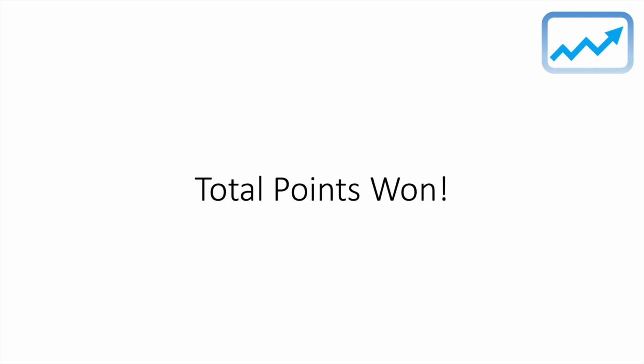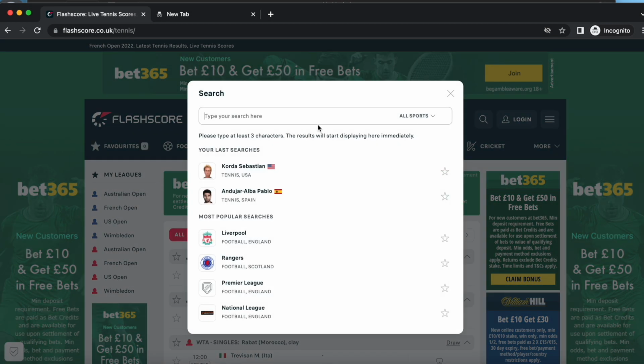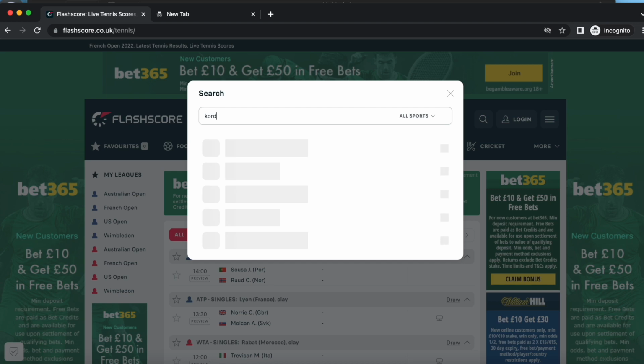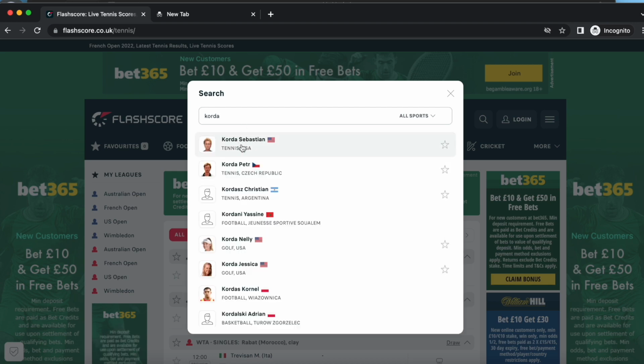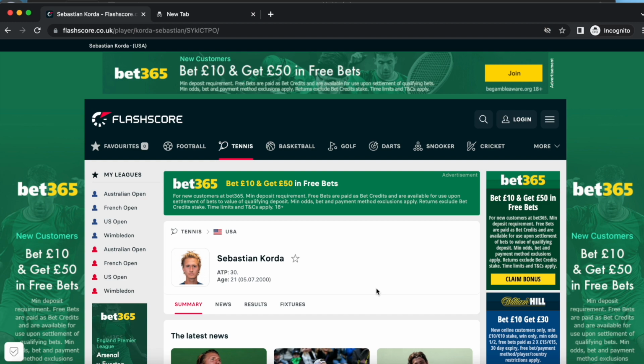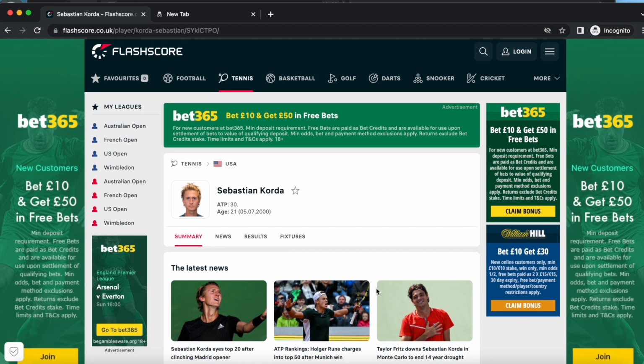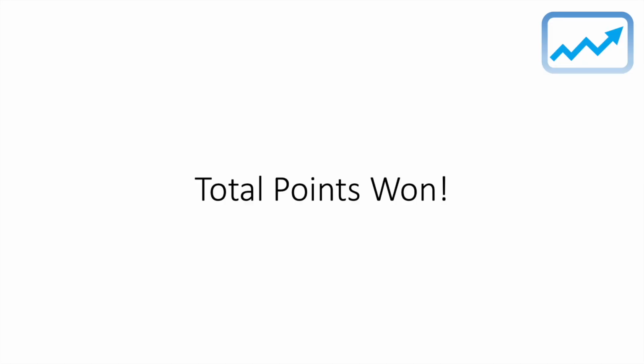Now let me show you an example. Let's say that we are carrying out some research on Sebastian Korda. We head over to Flashscore and I want to get an indication of recent performance. I generally only suggest going back up to a maximum of 10 matches, but I am going to go further back and you'll see why in just a moment. For the purposes of this video, I'm purely going to focus on the total points won stat.